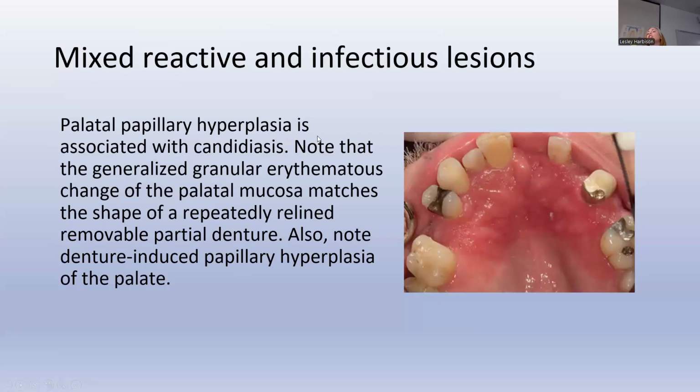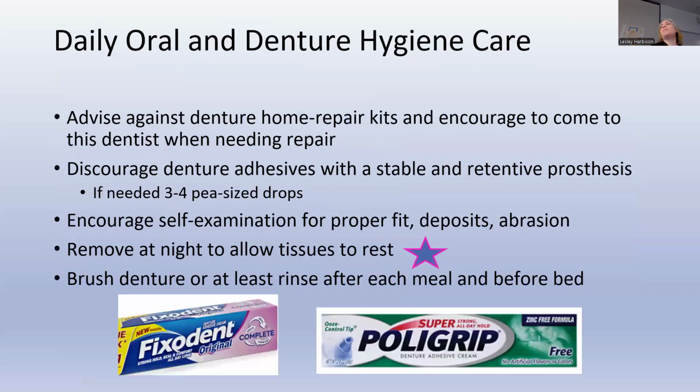Palatal papillary hyperplasia associated with candida just looks all kind of bumpy and red. Note the generalized granular erythema; the change of the palatal mucosa matches the shape of the denture. Also note the denture-induced papillary hyperplasia on the palate. Usually it's those two things: the denture doesn't fit well, they're not cleaning it, they're not letting their tissue breathe. So those are super important points to share with your patients who have removable partials or full dentures.